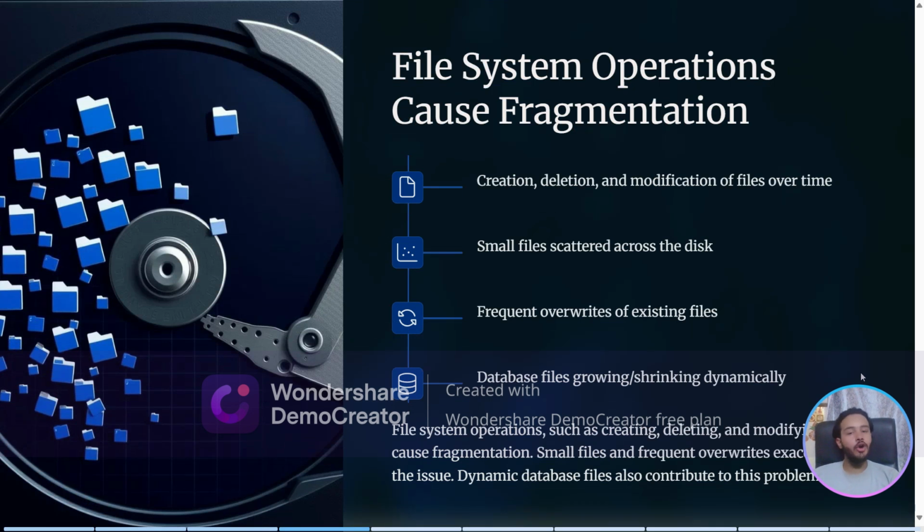File system operations cause fragmentation. Basically, there are 4 steps in this: creation, deletion, and modification of files over time. Second one is small files scattered across the disk. Then frequent overwrites of existing files and database files growing and shrinking dynamically.